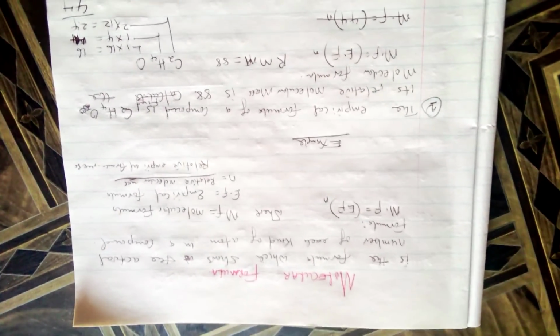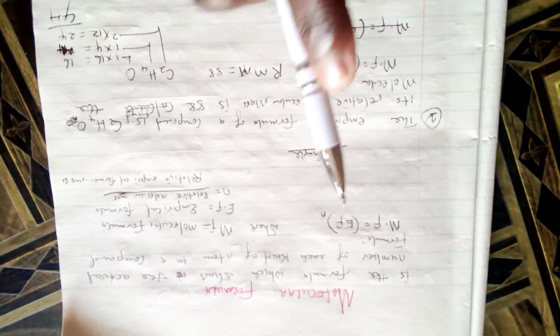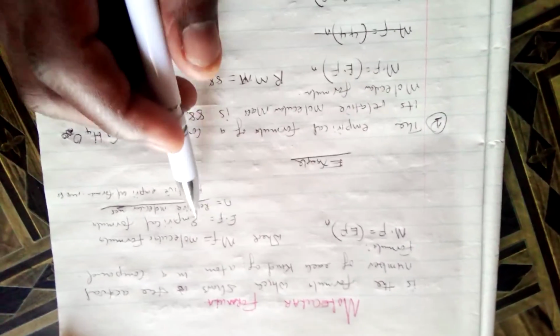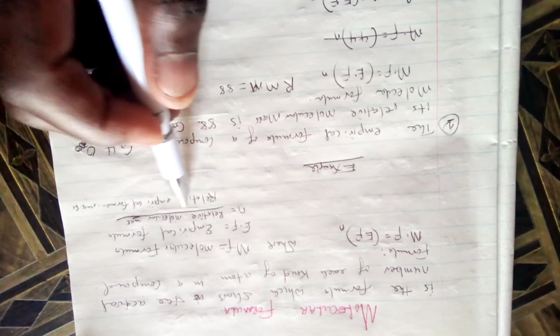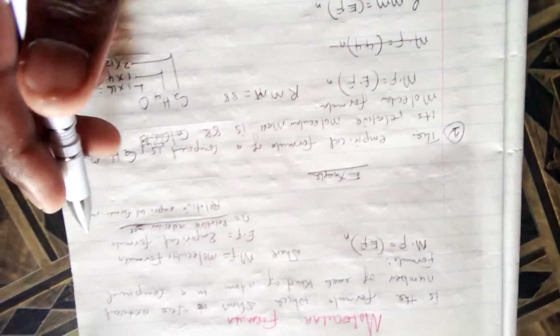Number, but here is the actual number. Now, how do we find the molecular formula? The formula for the molecular formula is empirical formula times N, where N represents the relative molecular mass divided by the relative empirical formula mass. So how do we handle questions here?